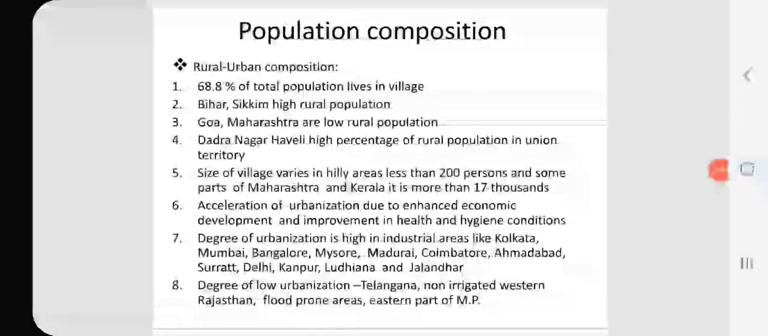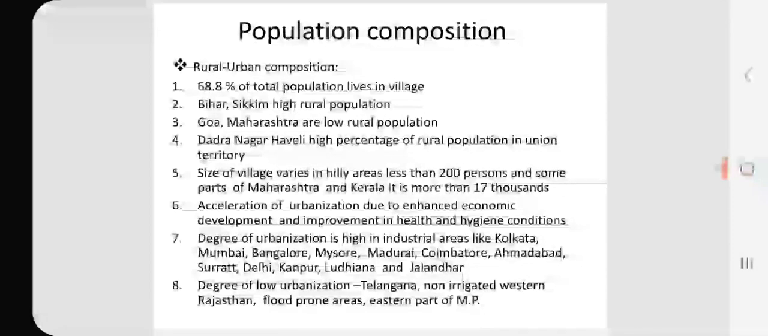Next, population composition. Population composition means the structure of population. Here are many types of population composition in India, that is rural-urban composition, working composition, linguistic composition, religious composition. Firstly, we will discuss the rural-urban composition.